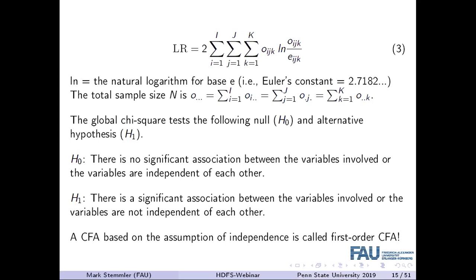Here we have the natural logarithm for base e, and e is the abbreviation of the German mathematician Euler, and it's a constant.